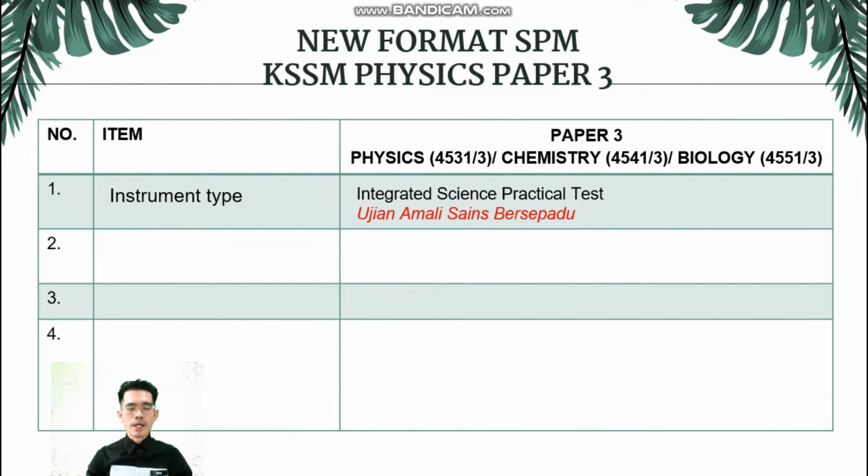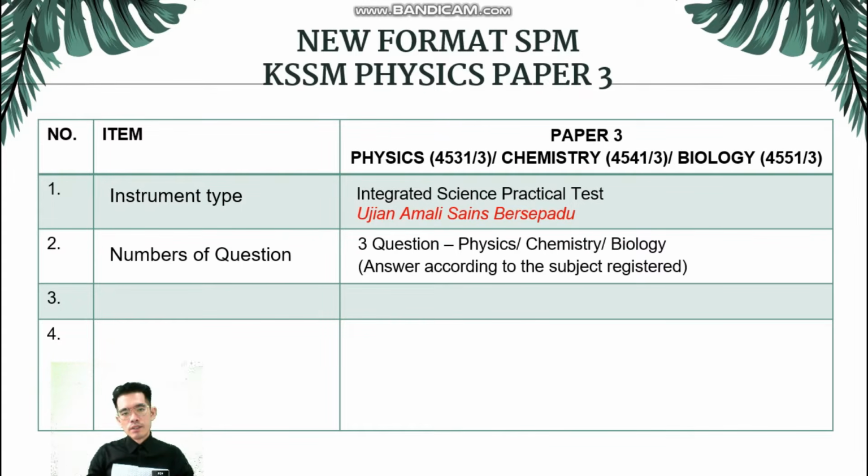For the previous KBSM syllabus, paper 3 was all subjective questions, but the latest KSSM paper 3 was changed to an integrated science practical test. That means the students have to conduct the experiment, get their own data and analyze the data according to the question given. Next, there will be 3 questions in the paper.